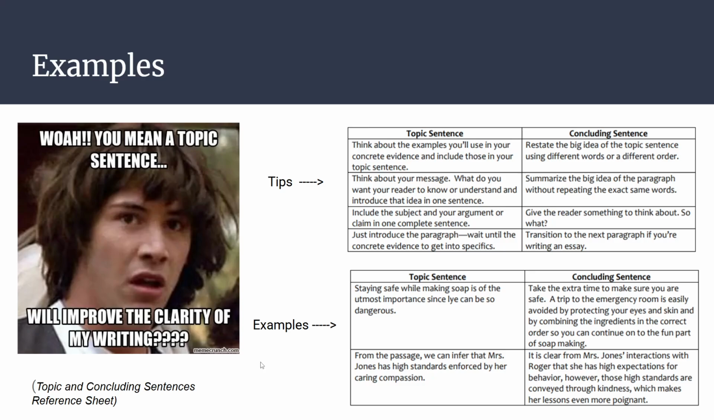So, here is an example. Staying safe while making soap is of the utmost importance since lye can be so dangerous. This might be the topic sentence for a paragraph about the dangerousness of soap and the need for soap safety. That would probably be the paper topic, and the paragraph topic would be about the dangers of lye in the soap. And then from there, they might have different paragraphs with different dangerous concepts for the soap.